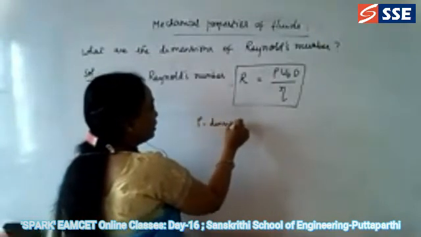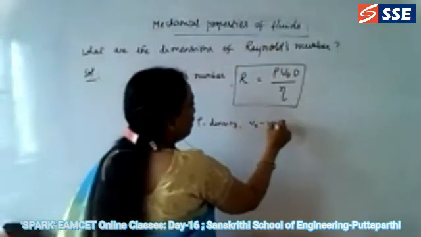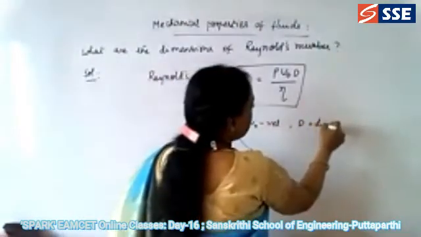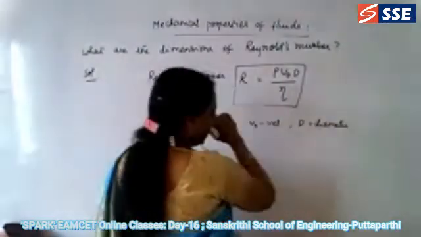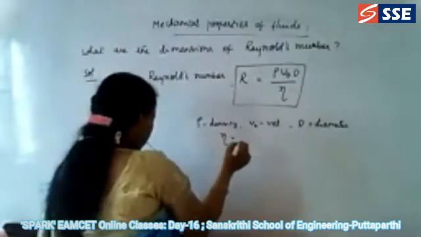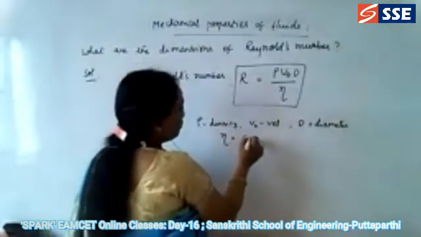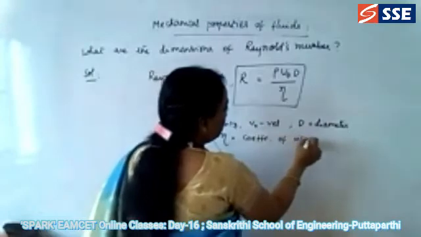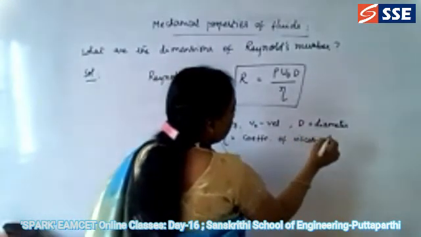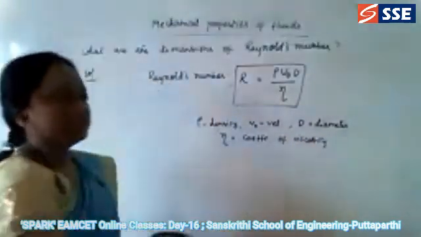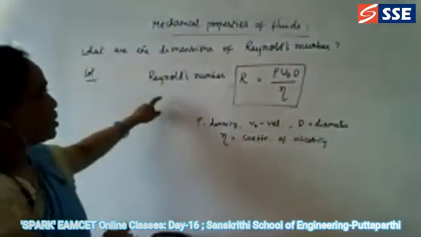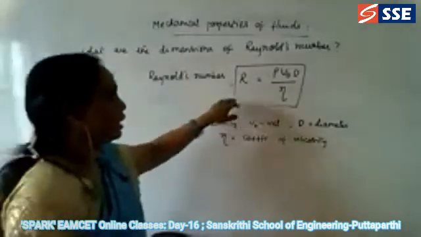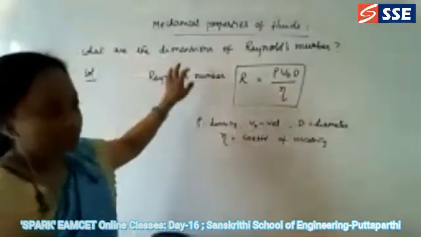So rho is the density and V naught is the velocity, and D is the diameter, and eta is the coefficient of viscosity of fluids. So this is the one. Find out the dimensions for Reynolds number. How do you substitute for this one, and tell me the dimensions of Reynolds number.